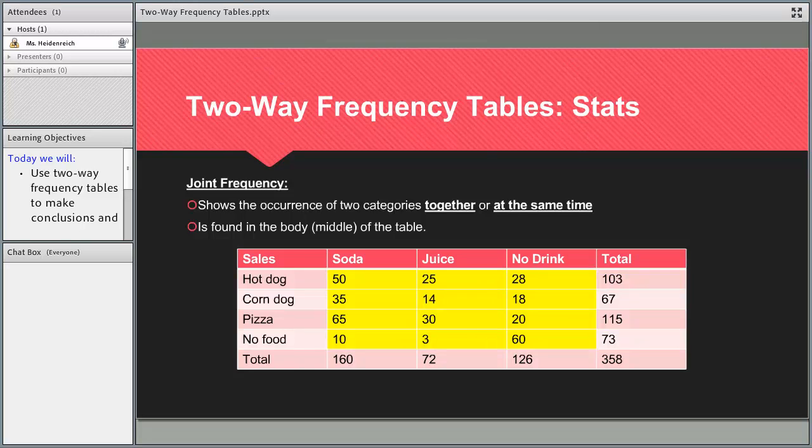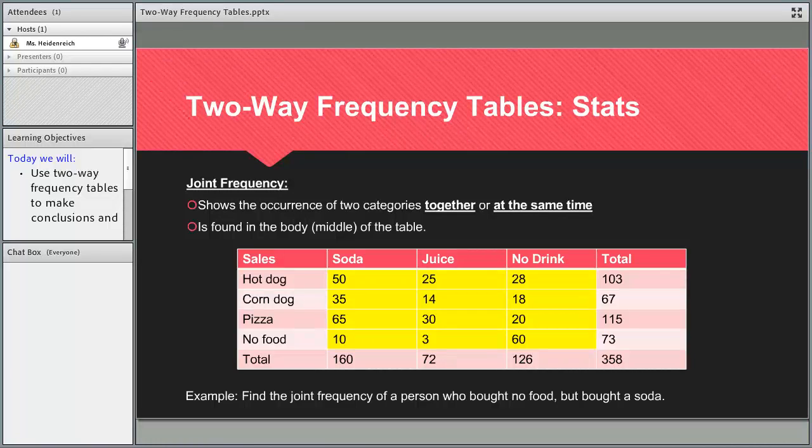An example question that someone could ask you for this table would be to find the joint frequency, which is just a number, of a person who bought no food but bought a soda. So we're looking here at the food section. It says no food but bought a soda. So the answer to this question is simply 10. It's just a number, and it's showing two different variables working together at the same time.